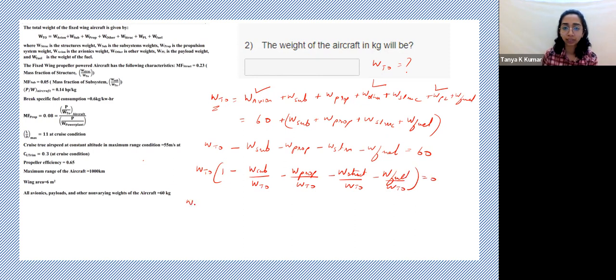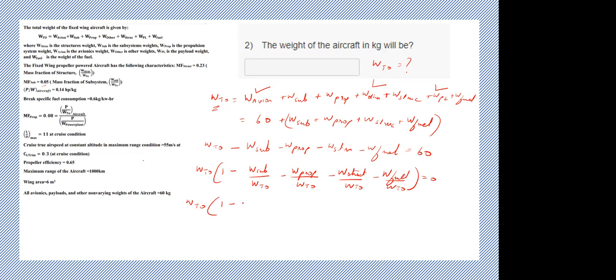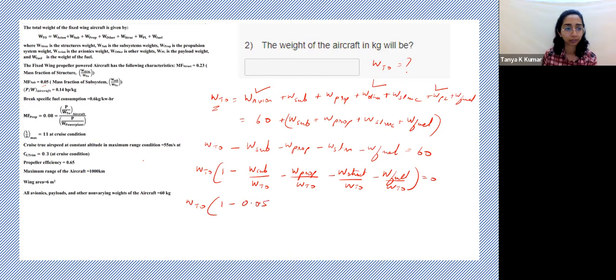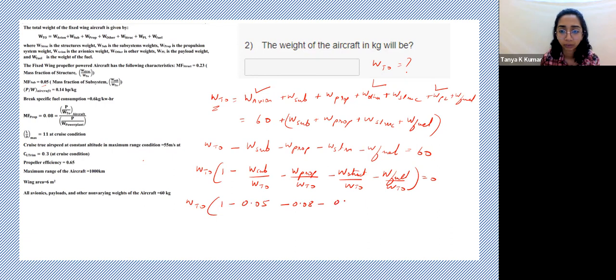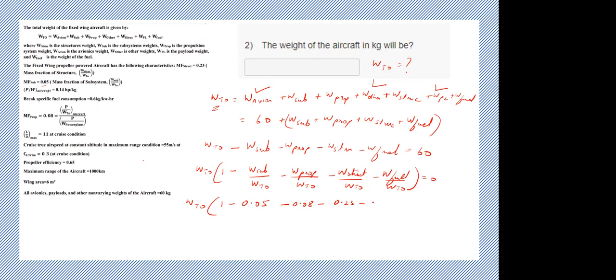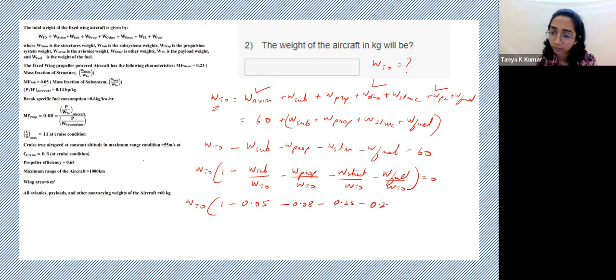So all of these terms we have. So 1 minus, what is W subsystem by W takeoff? The value? 0.05. Yes. Then propeller 0.23? Yes. Structure is 0.23. And this weight of fuel by takeoff weight we just found out in the previous question. What was it? 0.2. Yes. Is equal to 60.